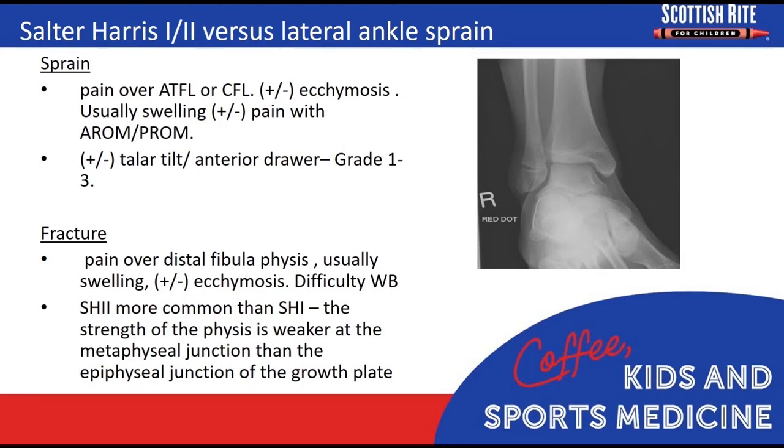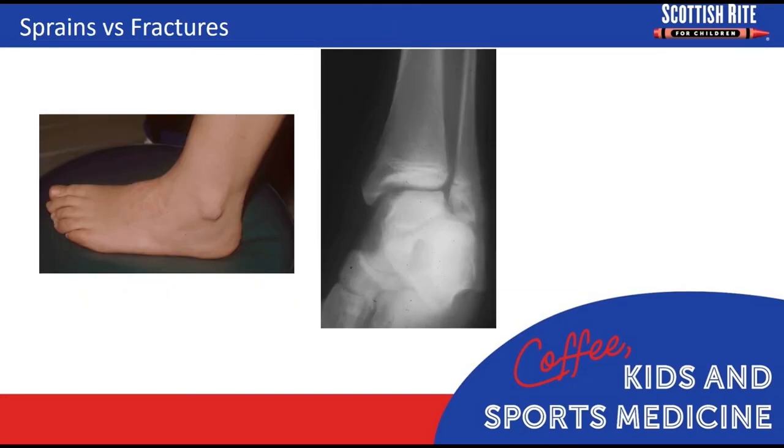For fractures, we're going to have pain over the bone more, typically at the distal tibia or fibula, medial or lateral malleolus, or the growth plates. And the patient may or may not have difficulty weight bearing. Salter-Harris 2s are much more common than Salter-Harris 1s. The strength of the physis is weaker than the bone surrounding it.